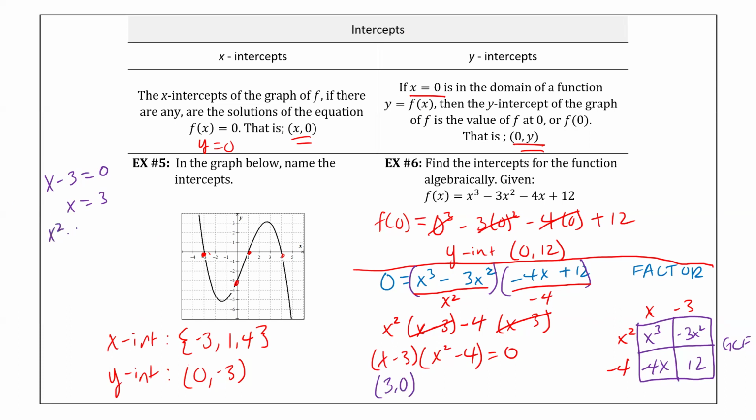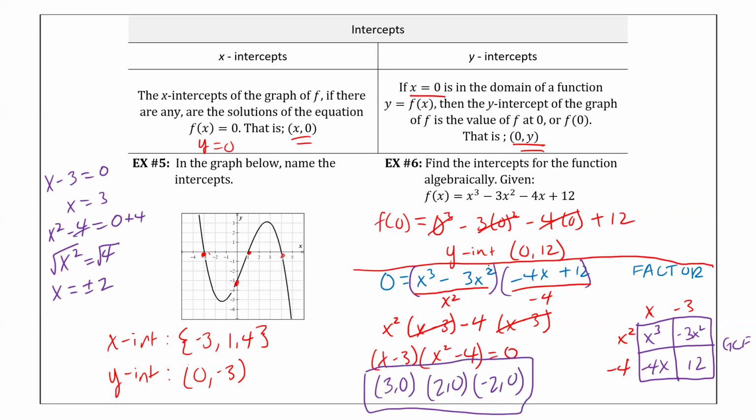Then I have x squared minus 4 equals 0. I add 4 to both sides, and I get x squared equals 4. I take the square root. When you take the square root of a number, it produces a positive and a negative. So my last two intercepts are at 2, 0 and negative 2, 0. And those are my x-intercepts. So remember I said y-intercept is easy peasy. X may require a little extra effort.